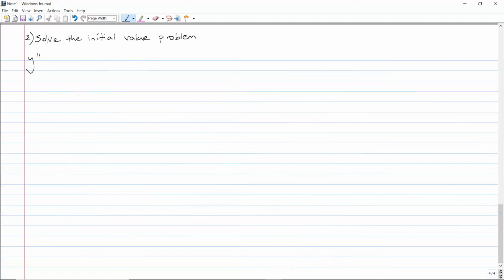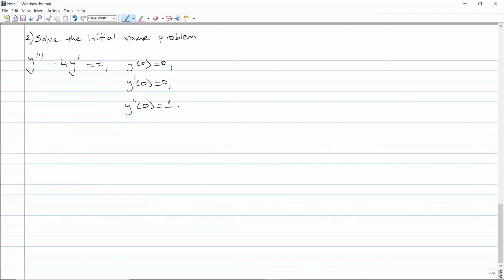Third derivative of y plus 4 times the first derivative equal to t. y(0) equals 0, y prime of 0 equals 0, and y double prime of 0 equals 1. Now the equation is a third order equation.